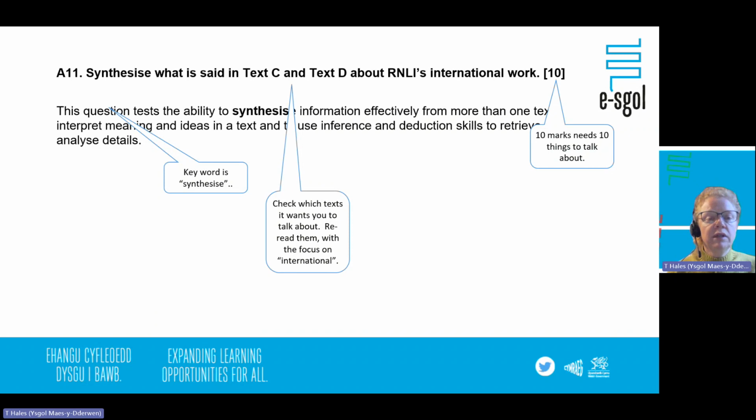So synthesis is really important. Please check before you start which texts it's asking you to do. So this says text C and D. You've read them both. You just need to make sure that you reread them now to focus on the international work of the RNLI.